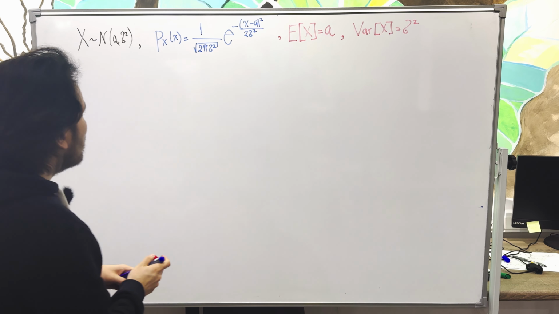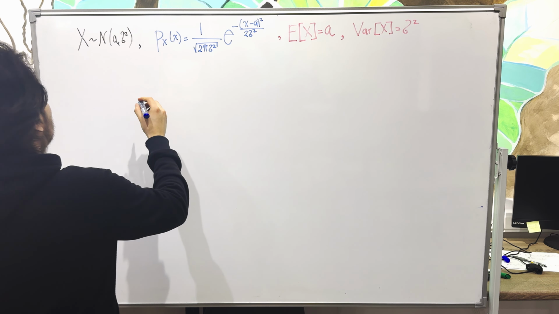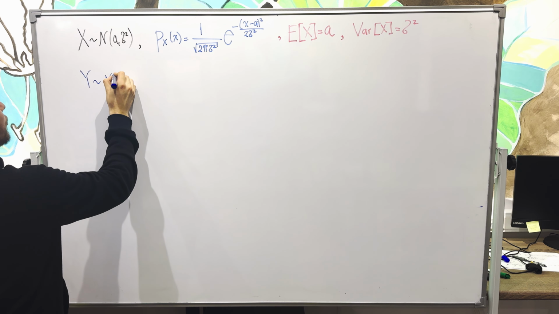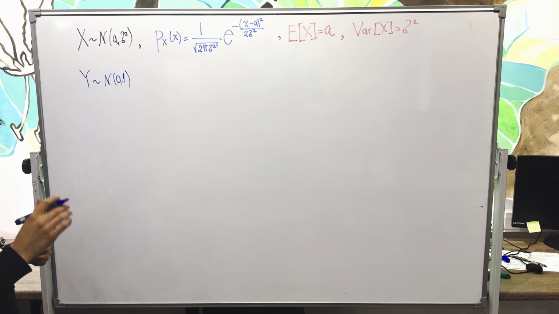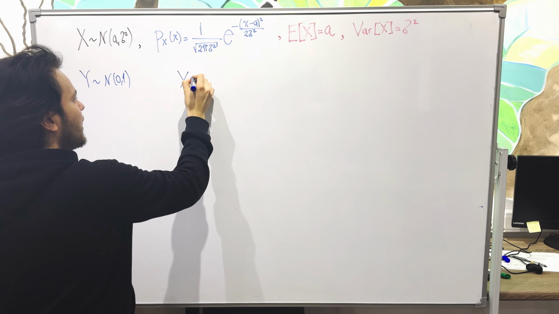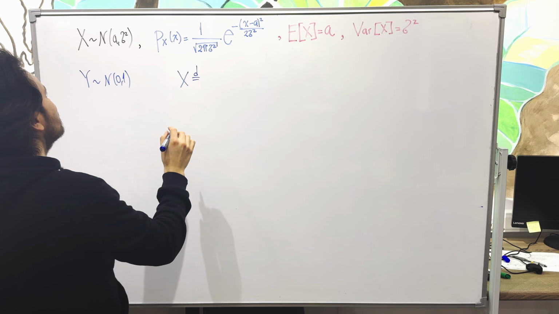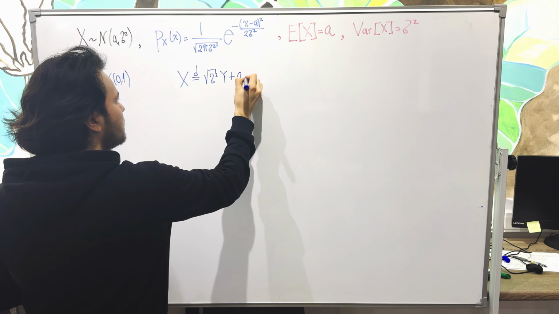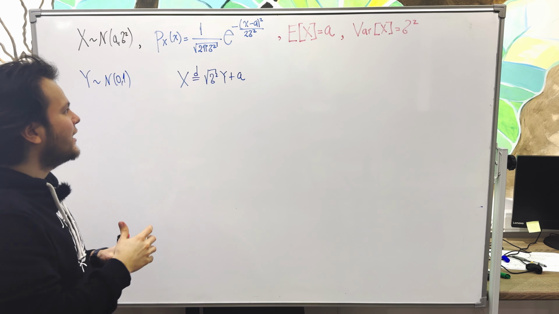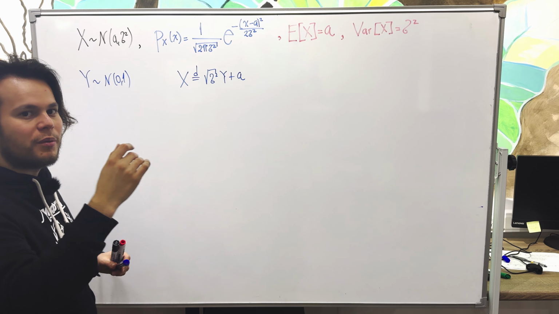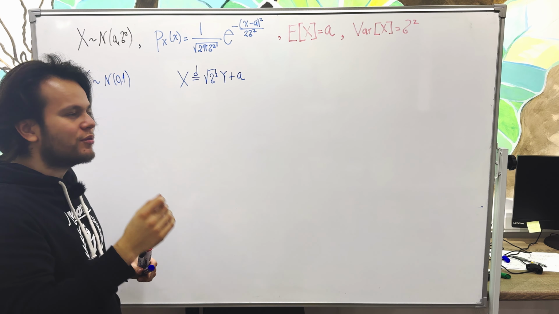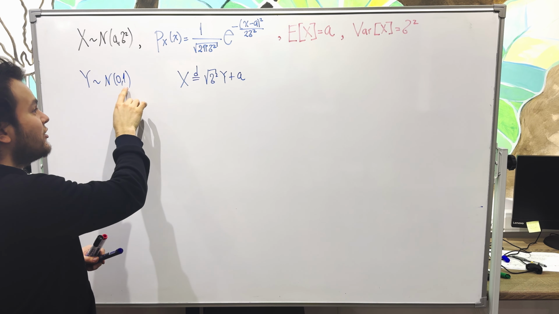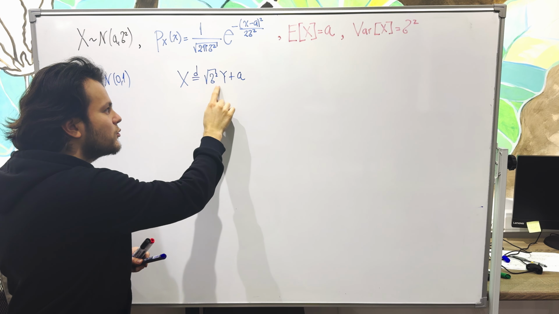So look, I want to prove that some random variable y, so let me introduce some random variable y with normal distribution and parameters 0 and 1, okay? And I want to prove that the random variable x has exactly the same distribution as the square root of sigma squared times y plus a, okay? So I want to prove that this random variable x with normal distribution and parameters a and sigma squared has exactly the same distribution as this random variable right here, where y has a standard normal distribution, and we multiply this by the square root of sigma squared plus a, okay?